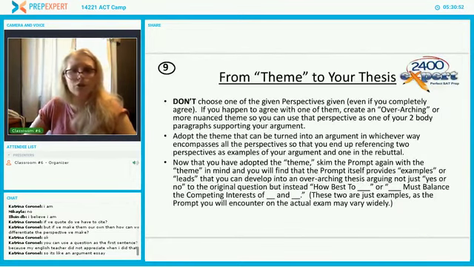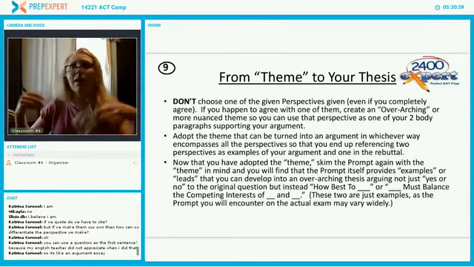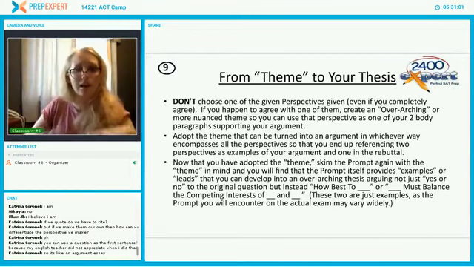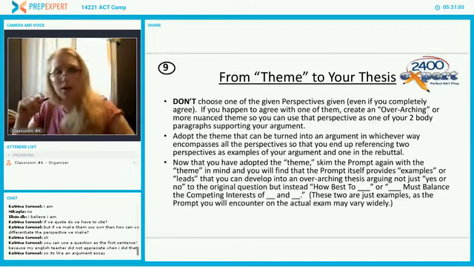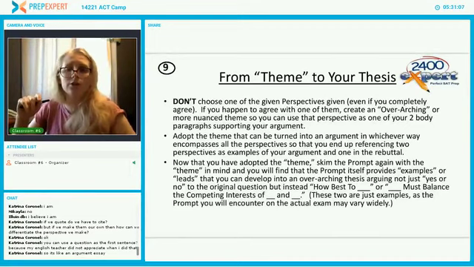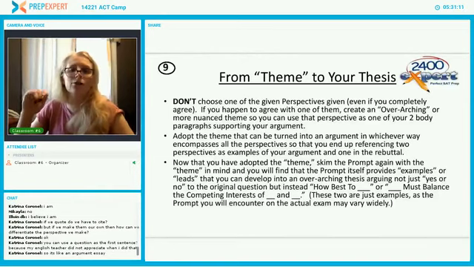From theme to thesis, don't choose one of the given perspectives as your thesis because that's too obvious. Like we said, you want to take a step back and create a thesis that encompasses all of the perspectives given. So adopt a theme that can be turned into an argument in whichever way encompasses all the perspectives, so that you end up referencing two as examples and one as rebuttal.